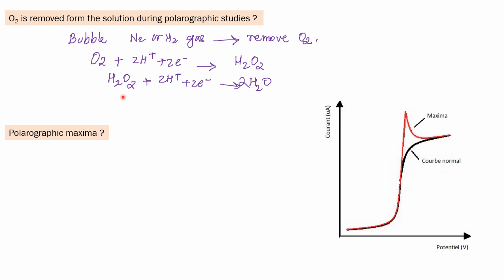So since this is happening, that can interfere with the analysis. Therefore, it is very important to remove oxygen. That is done by bubbling nitrogen or hydrogen gas through the solution. Now, another important point regarding polarographic experiment is the appearance of something known as the polarographic maxima.